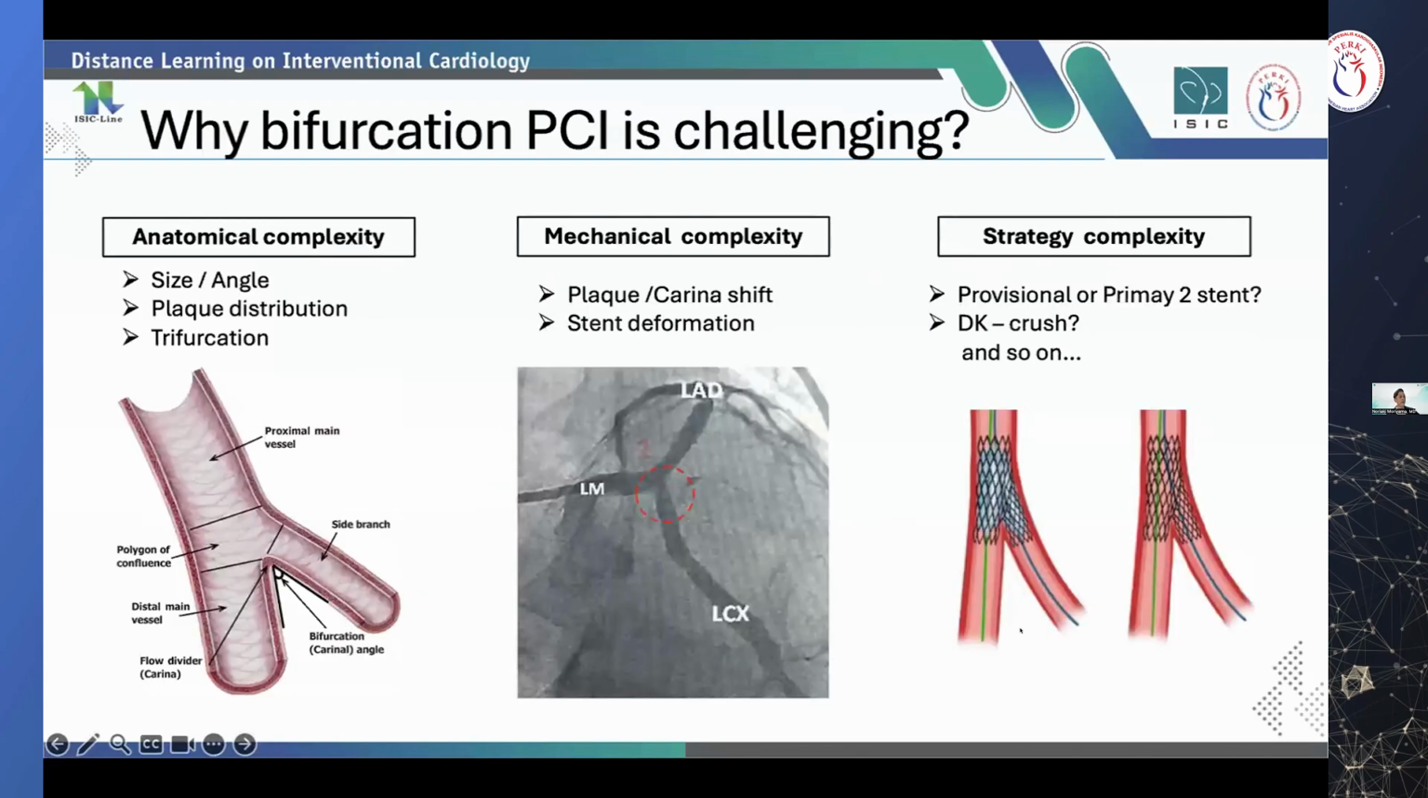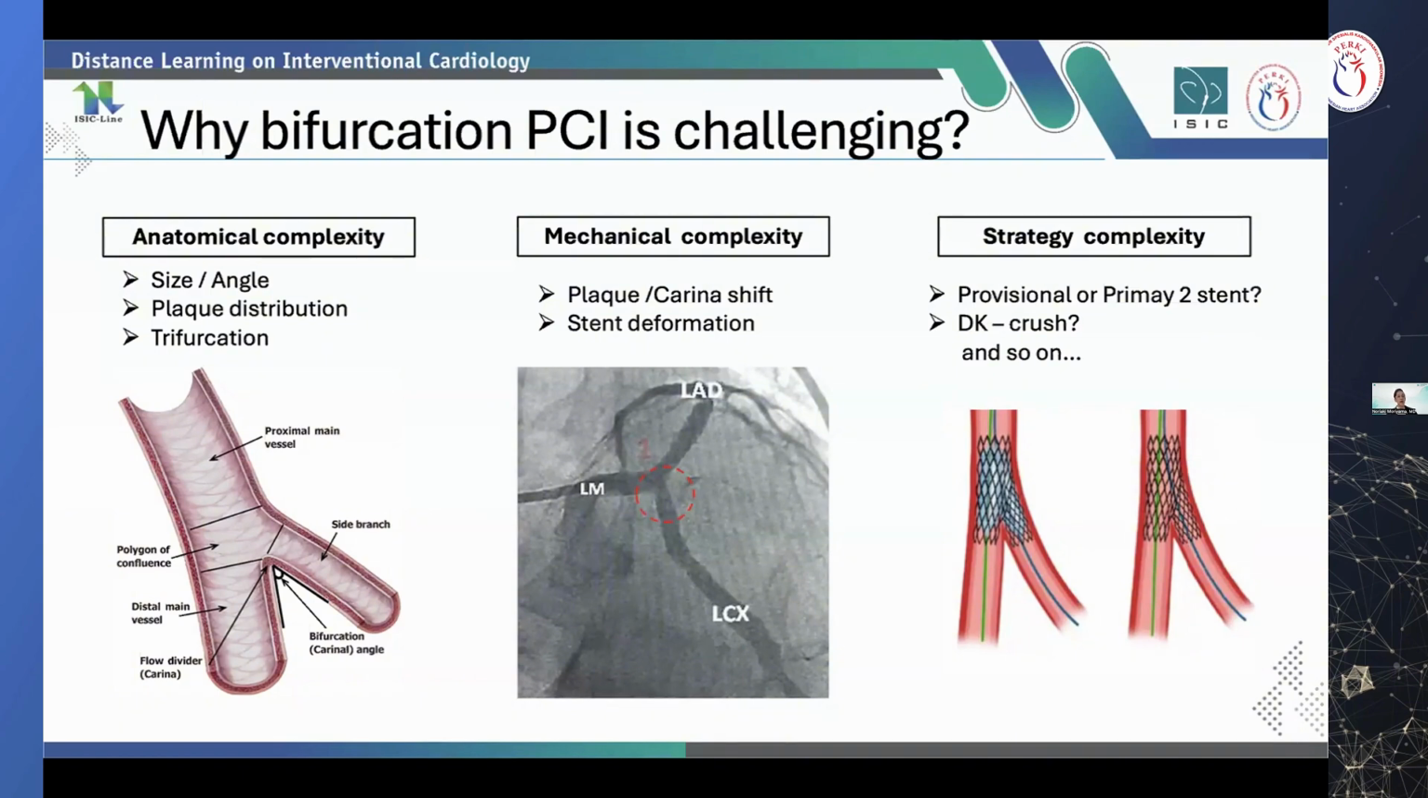Today, firstly, I'm going to talk about why bifurcation PCI is challenging. Probably you can understand why bifurcation PCI is still difficult and challenging. Secondly, I'd like to share the evidence from OCT regarding bifurcation PCI. And after that, I'd like to share my daily practice cases.